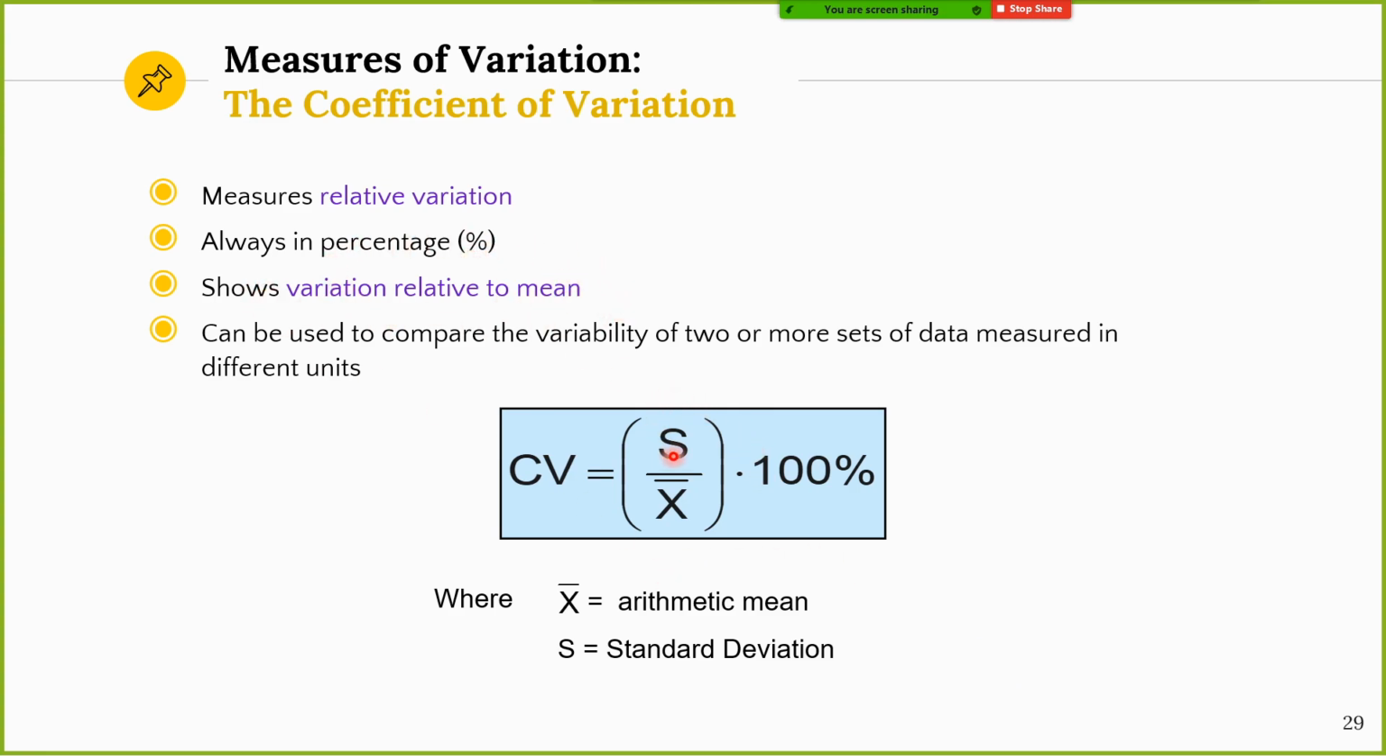As you know, the standard deviation is the average, how far you are from the mean. Also, this is multiplied by 100% because this is always in percentage. Okay. It's simple. You have the standard deviation divided by the mean, multiplied by 100%. Then you get the coefficient of variation.